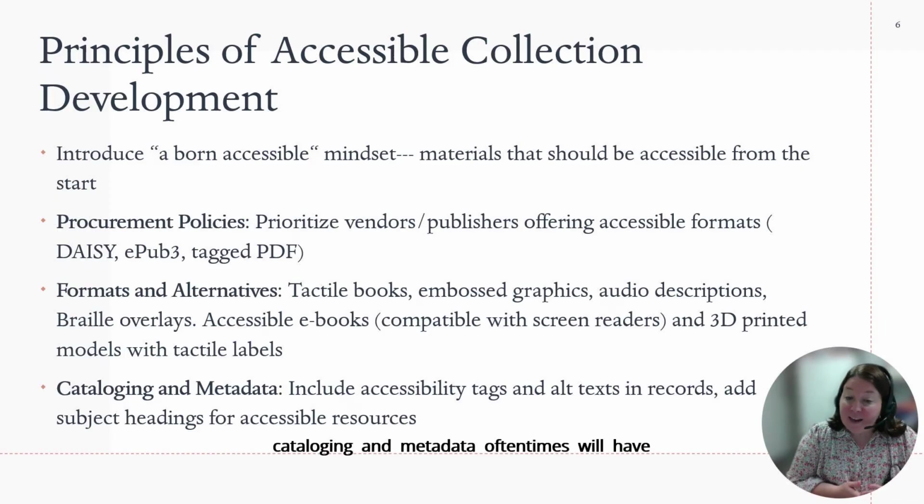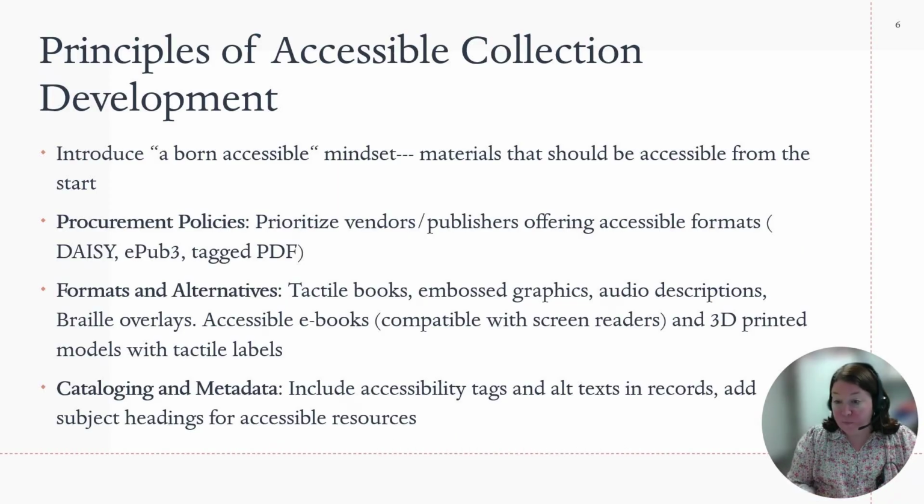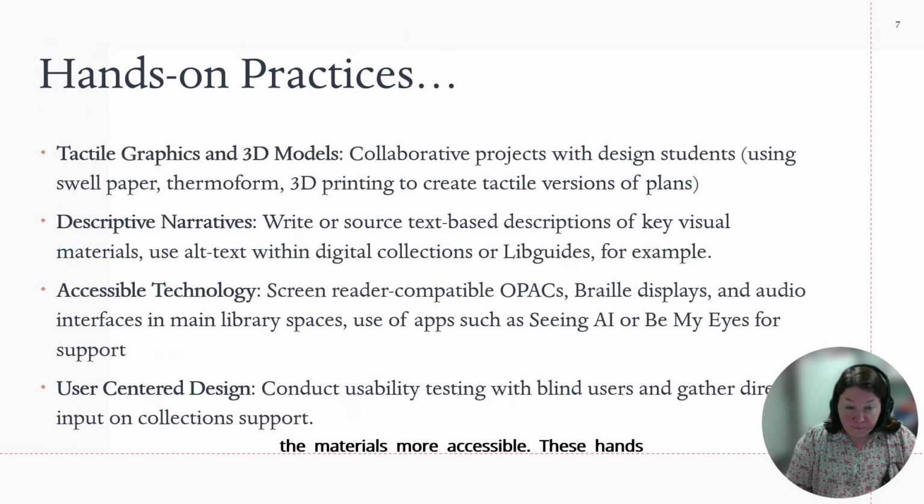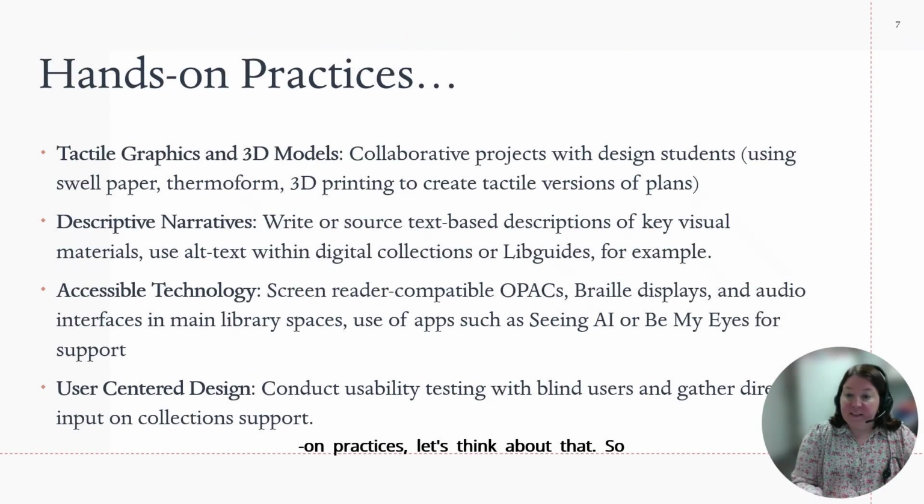Cataloging and metadata oftentimes will have accessible tags, but not all of them do. But really prioritize those accessibility tags that are held within the cataloging and metadata records and these alt texts that will be within those records, and having those subject headings be part of that conversation when making the materials more accessible.